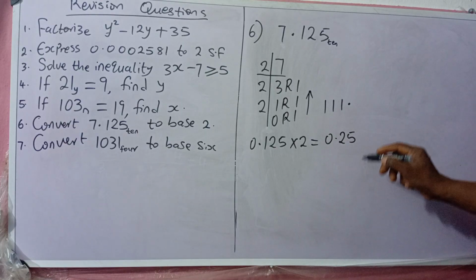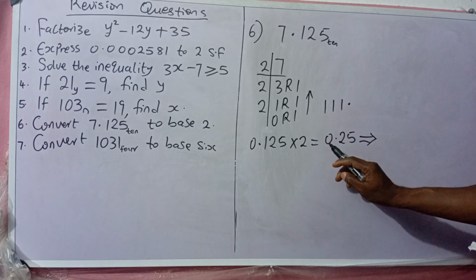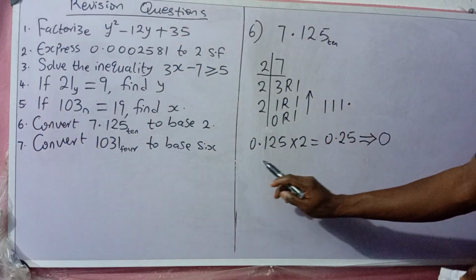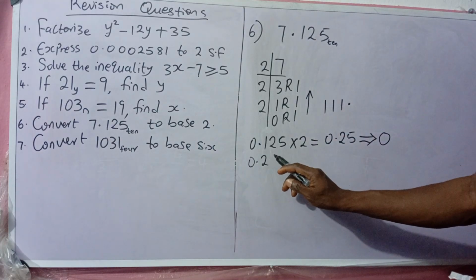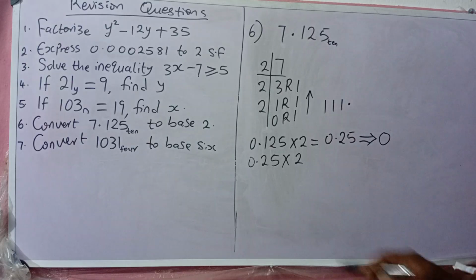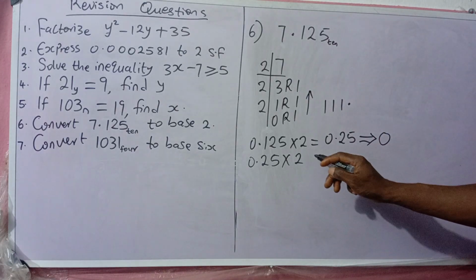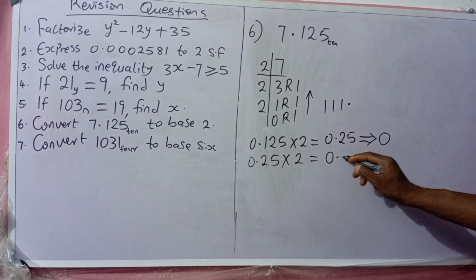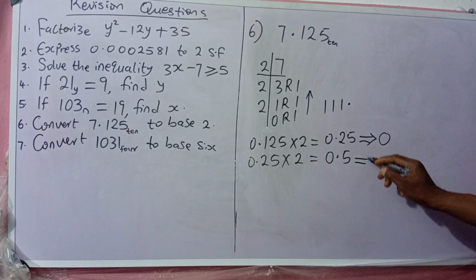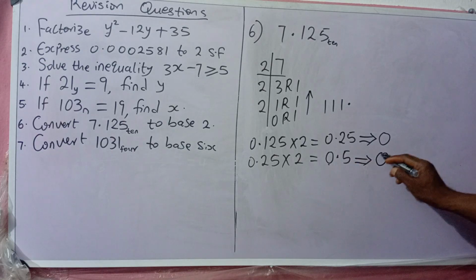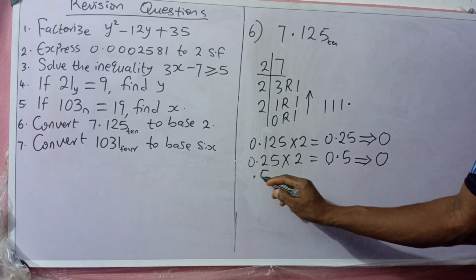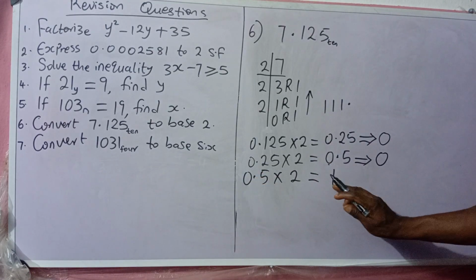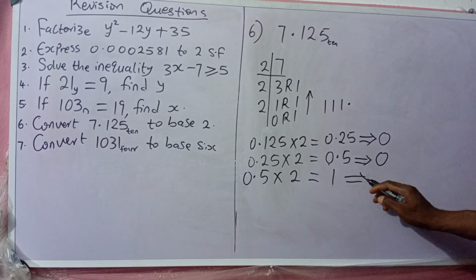0.25. What you do is write the whole number part of whatever is given to you, in this case it is 0, and carry the decimal over, 0.25. You continue to multiply it by the base you are converting to. So 0.25 multiplied by 2 will give us 0.5. Then we write the whole number part, which is 0, and take the decimal 0.5. 0.5 multiplied by 2 will end up giving us 1. So you can see that signals the end of the whole thing.